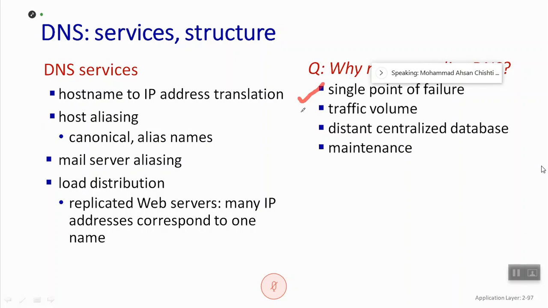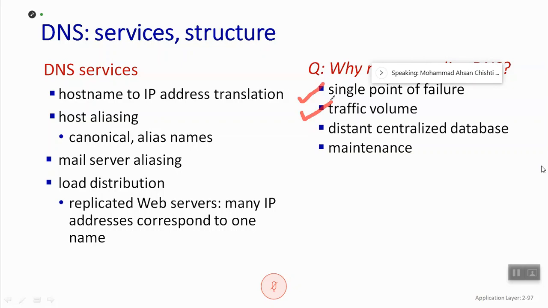The second is that if we have a centralized DNS, all the traffic would go to that DNS. So there would be a lot of traffic flowing to the same server, and it would cause delays. That's why we prefer having decentralized, distributed DNS.